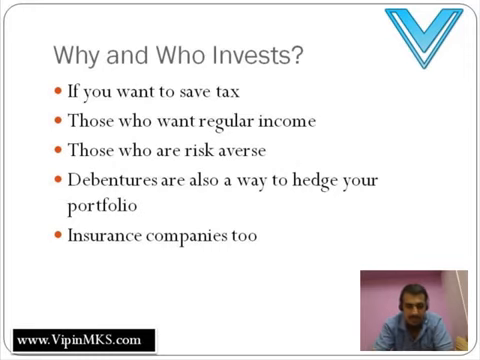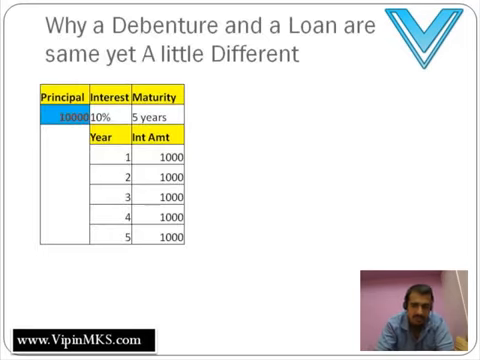Those who want regular income: I mentioned in the previous note that 1,000 rupees is given back to you every year in the form of interest payment. Now this is just a small amount that I've considered. Usually when people put money in debentures, they put in lakhs together at one go. So when you invest a large amount of money like that, over a course of time, you're able to earn very good annual returns, which come in the form of interest payment.